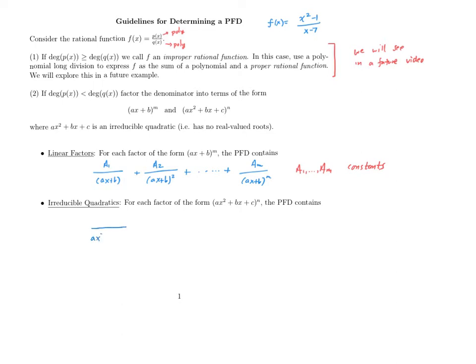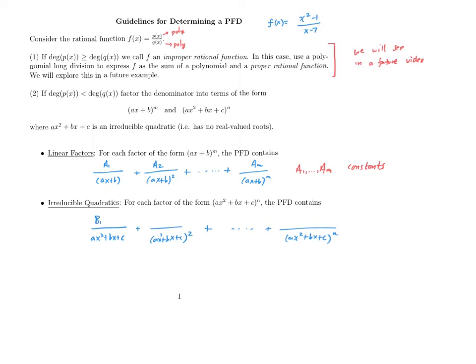There's going to be an ax squared plus bx plus c term. There's going to be an (ax squared plus bx plus c) squared term, all the way up through an (ax squared plus bx plus c) to the nth power term. So one term corresponding to every power less than or equal to n. And because they are quadratics now instead of linears, we balance them above with a linear term.